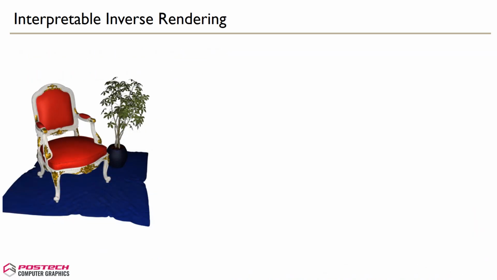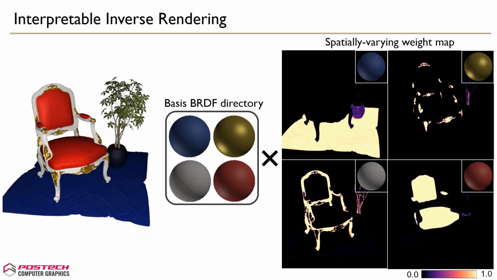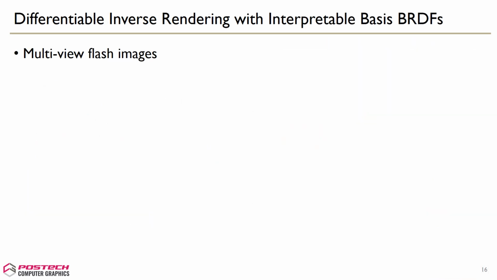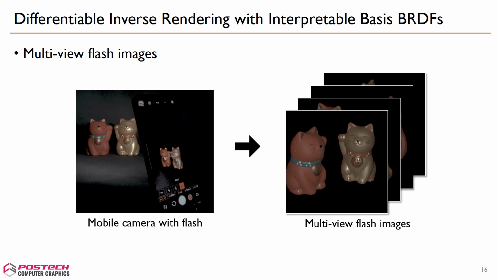To enable accurate reflectance reconstruction in complex scenes, we propose interpretable inverse rendering with scalable basis BRDFs. Our method produces intuitive and precise reflectance reconstruction through spatially separated weight maps. As input, we use a mobile camera equipped with a flash to capture multi-view flash images. This setup allows us to actively collect a sufficient set of light-view angular samples.